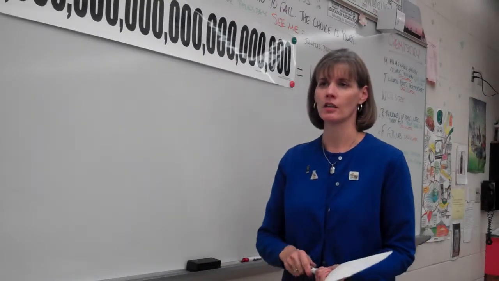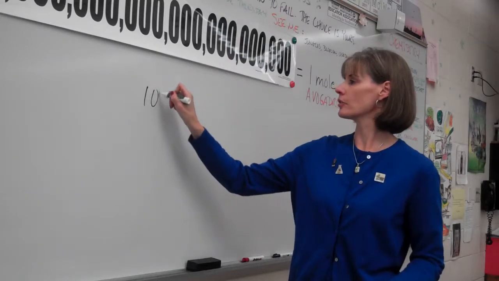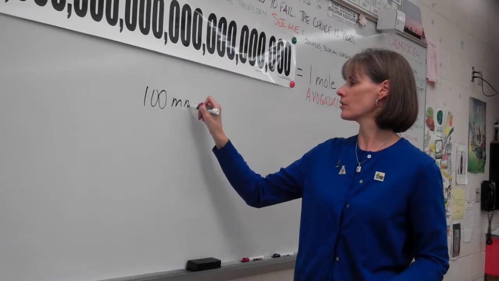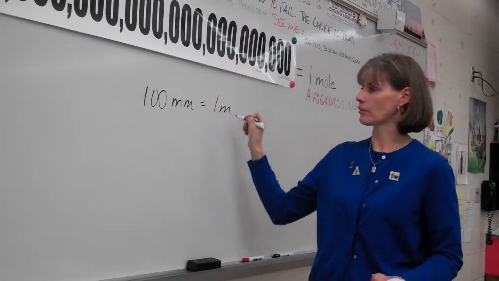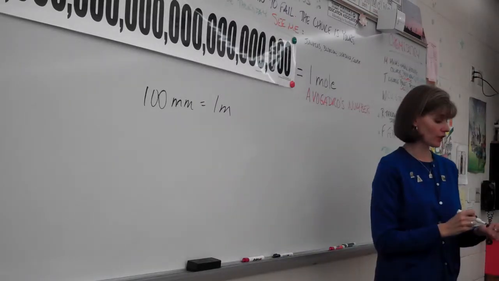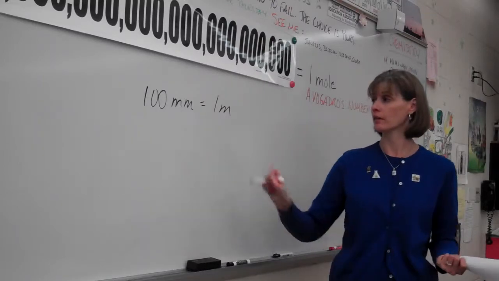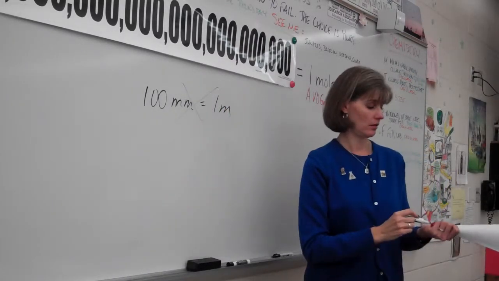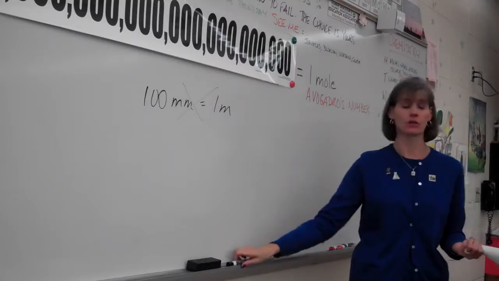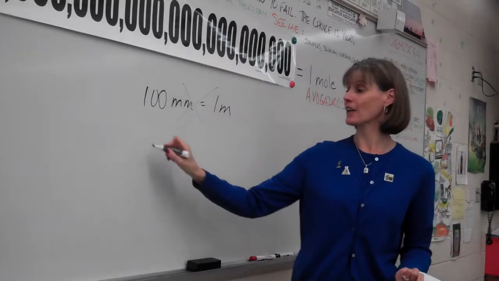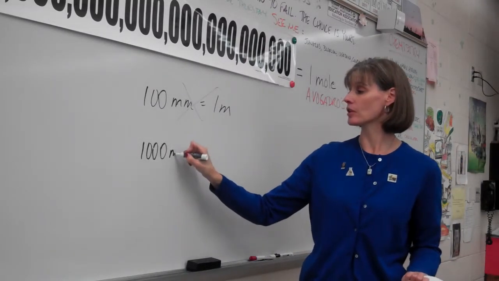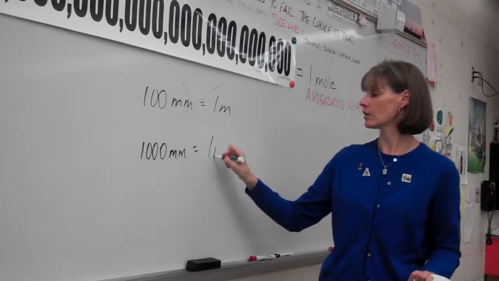Volunteers was saying 100 millimeters equals 1 meter. That's an example of an equality that is not correct. Why? Because it needs to be 1,000. An example of an equality that is correct is 1,000 millimeters is 1 meter.